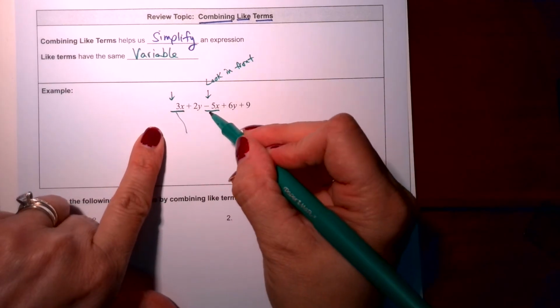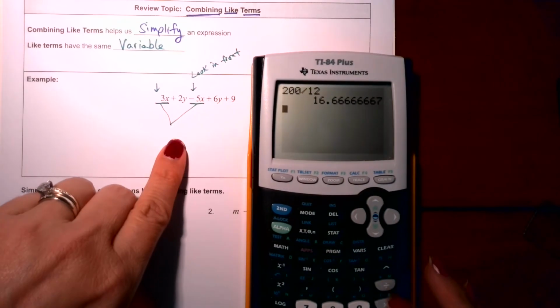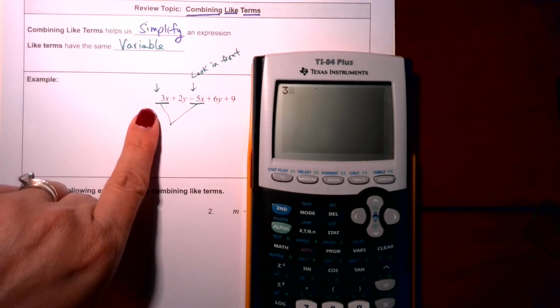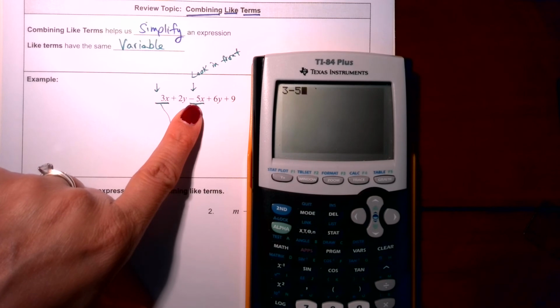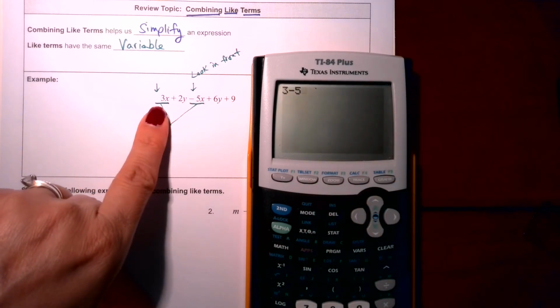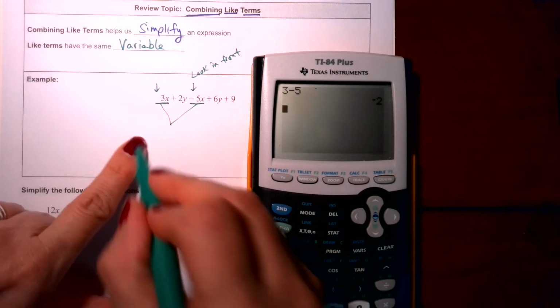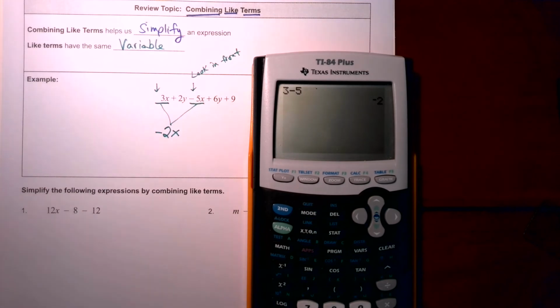I'm going to combine these x's together. And you can use your calculator to help you. So what I think I'm going to do is type a 3, and then that's minus 5. So I'm going to put these x's together. 3 minus 5, and that's going to make negative 2x.